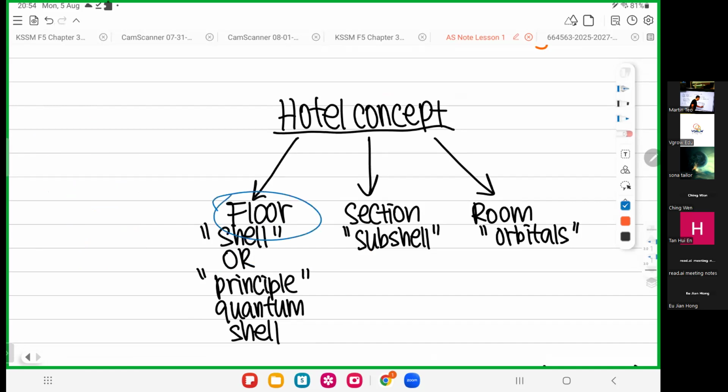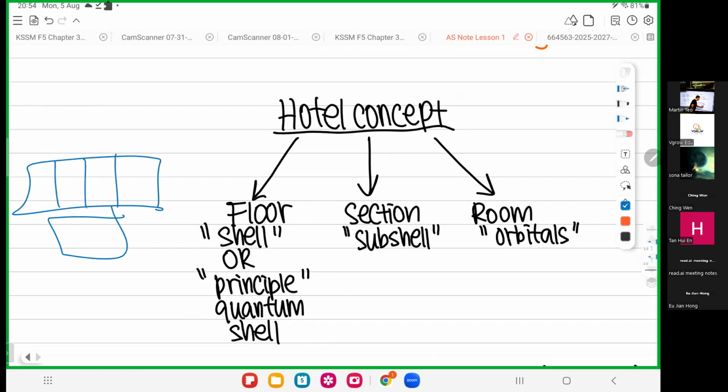After the floor, in a hotel, sometimes we can cut the floor into different sections, right? Let's say you go to a shopping center. Most shopping centers can be cut into 4 sections, according to 4 different directions. That's why you hear people say: I am now at east wing, south wing, middle court, or center court.